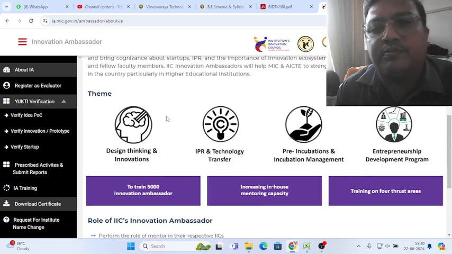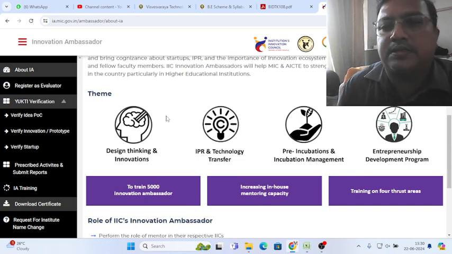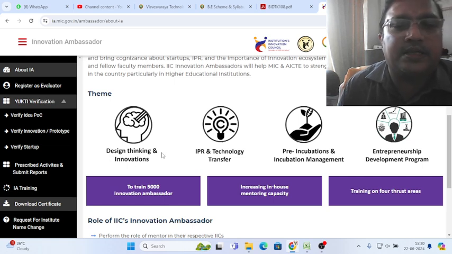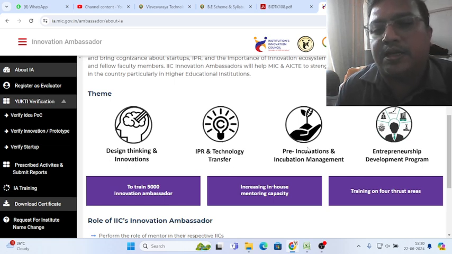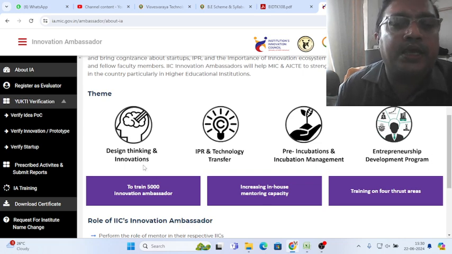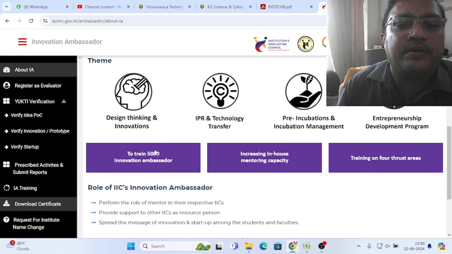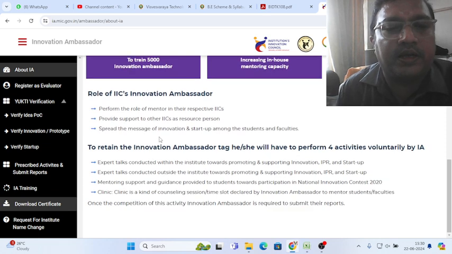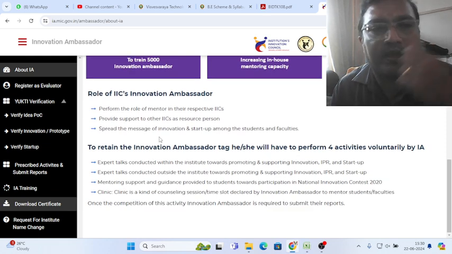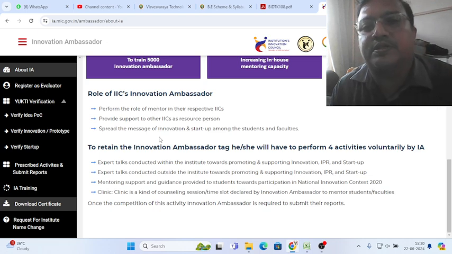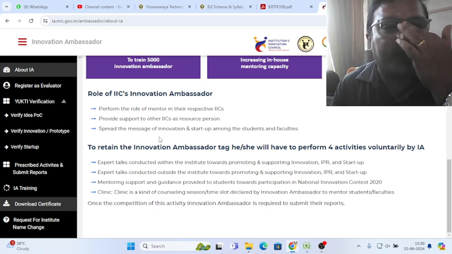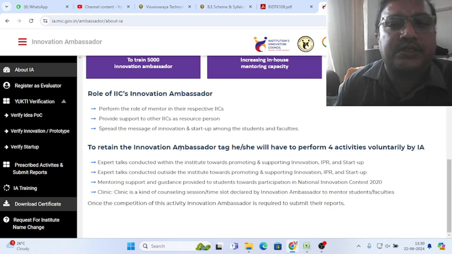The different IIC innovation themes are given here: design thinking and innovation, IPR and technology transfer, pre-incubation and incubation management, and entrepreneurship development program. I took design thinking and innovation as my theme of work. This is work under the central government, the Ministry of Education. Earlier it was MHRD, now it is MOE, the Ministry of Education.